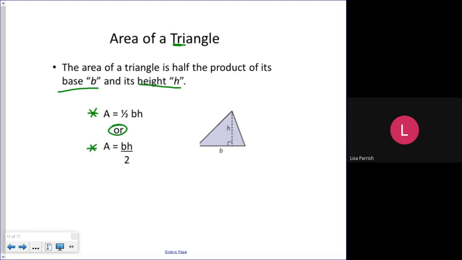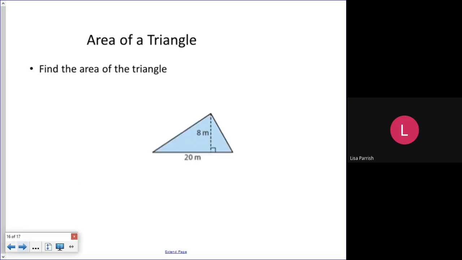Now, I will work the examples doing them both ways. You don't have to do them both ways. You may want to write both ways on your notes, but when you do your homework, you can choose whichever one of these you want to use, whichever one you feel more comfortable using. Make sure you've got those formulas written down, and we're going to do about 3 examples on this. Let's look at the first one.